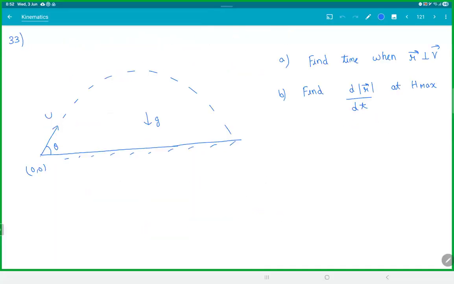Okay, this is the first part. What about the second part? Find d mod R by dt at H max. What do you guys think about this? Cos theta rule. I think Prisha got something. Now, if you actually try to find R bar and then differentiate, it will go a mess. I told you what is d mod R by dt.